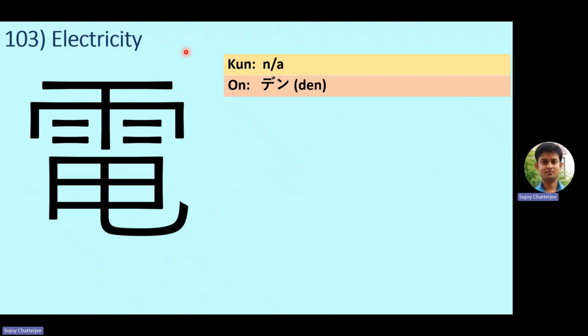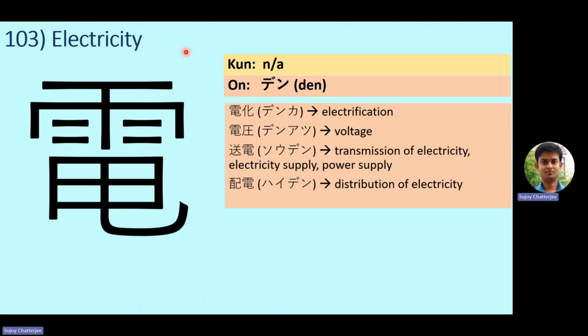Next, we come to our third kanji character for today, another very, very commonly used and popular, which is electricity. Interestingly, there is no kunyomi reading. That means there is no Japanese version of reading for this character. This is purely a Chinese character. So we only have the onyomi reading, and the reading is den. You already know denki, denka, isn't it?